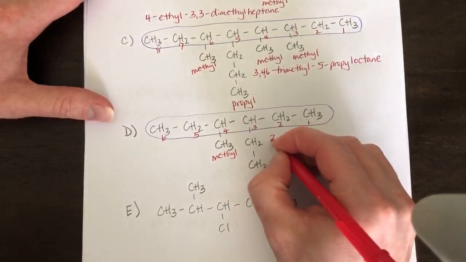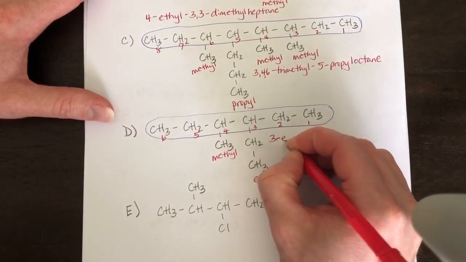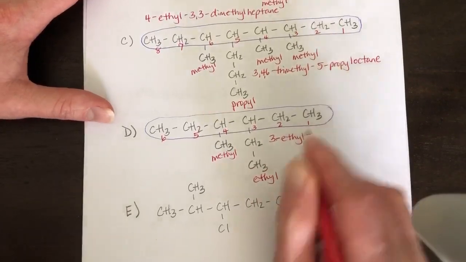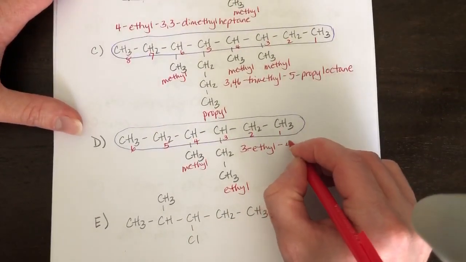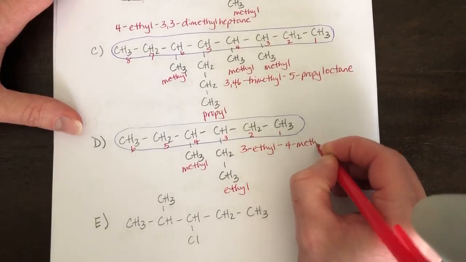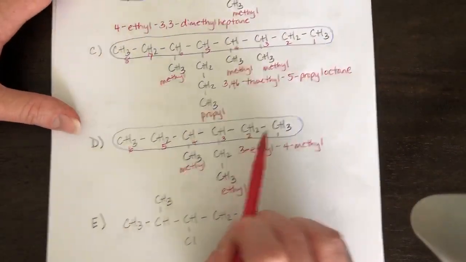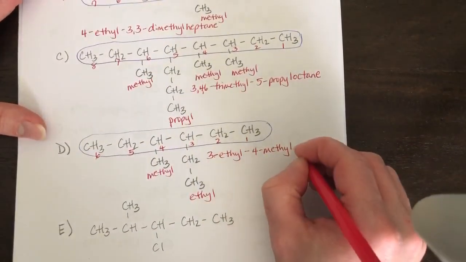So this is going to be 3-ethyl, 4-methyl, and our parent chain is 6 long, so it's going to be hexane.